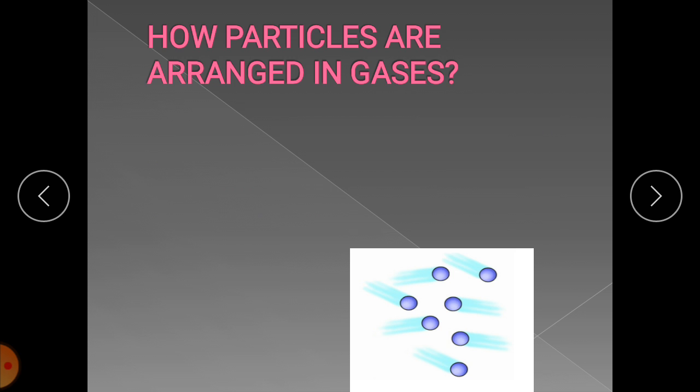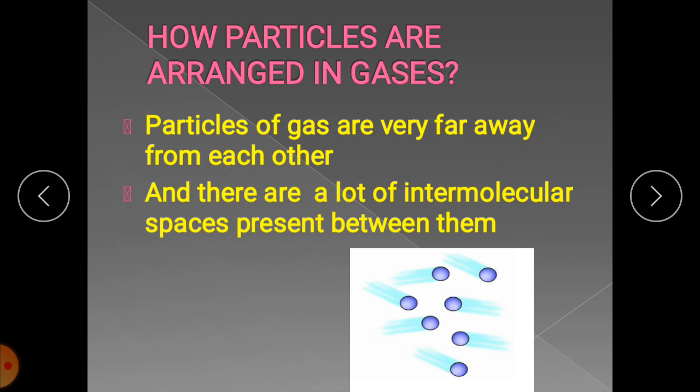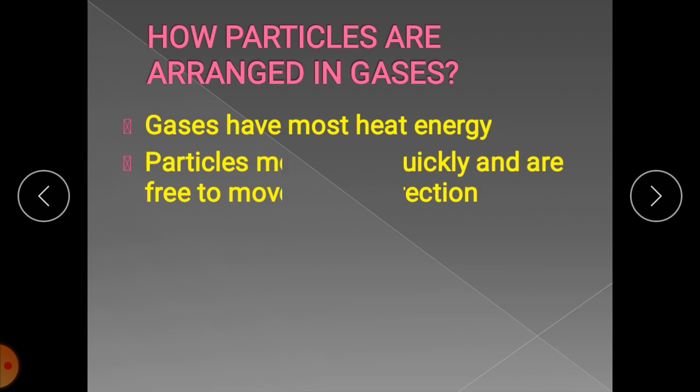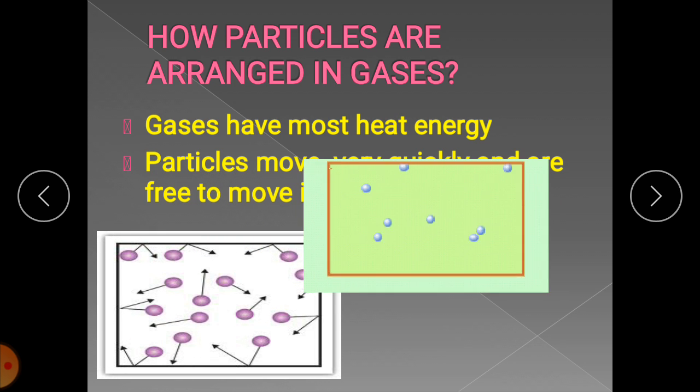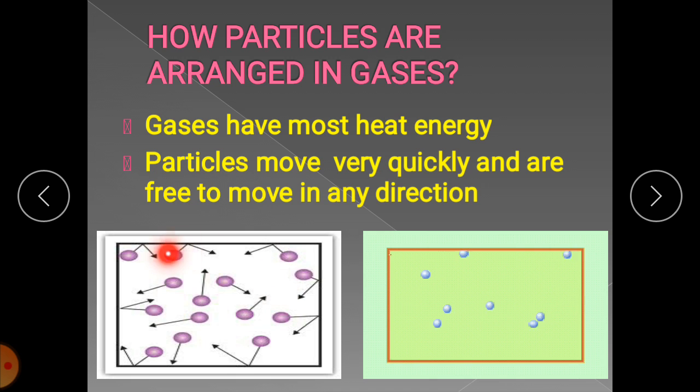Now how particles are arranged in gases? You know that they are far away from each other and there are a lot of intermolecular spaces between them. You can observe these all are the spaces between all these molecules. Because they have a lot of spaces between them, so this is also the particle model. Due to this reason, these particles are moving very fast and they can move in all directions. Here in this container you can see these particles are moving in all directions.